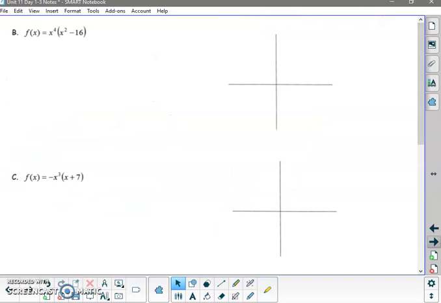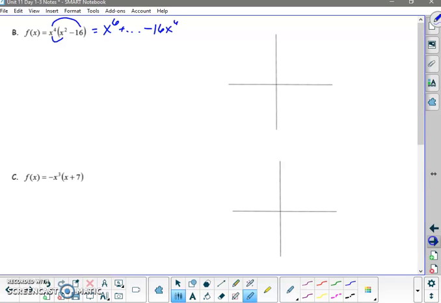Okay, next one. A little bit more interesting here. So if I were to do the same thing, first term, x to the 4th times x squared, x to the 6th. Okay, so it's going to be a positive even. And I don't care what the middle stuff is. When you go to multiply those, that's going to give me negative 16x to the 4th. Well, remember what I said about the y-intercept.